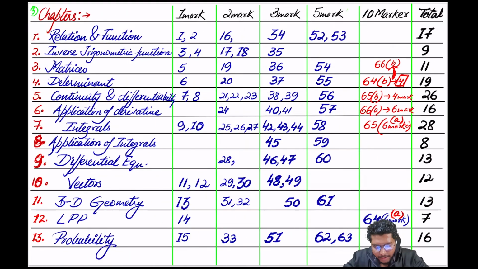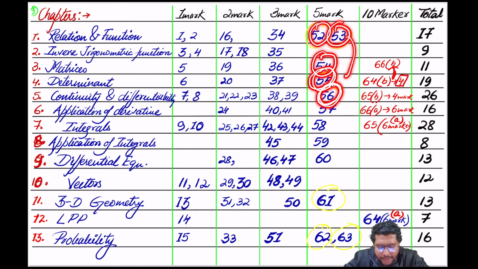If you see here, I have already marked relation function, 2 questions, 5 markers come. Very simple, very easy. We'll show you what kind of question comes also, so don't worry. Matrices 1 5 marker, determinants 1 5 marker, continuity and differentiability you can target 1 5 marker. These 6 5 markers are very simple, very easy. So you can get 30.